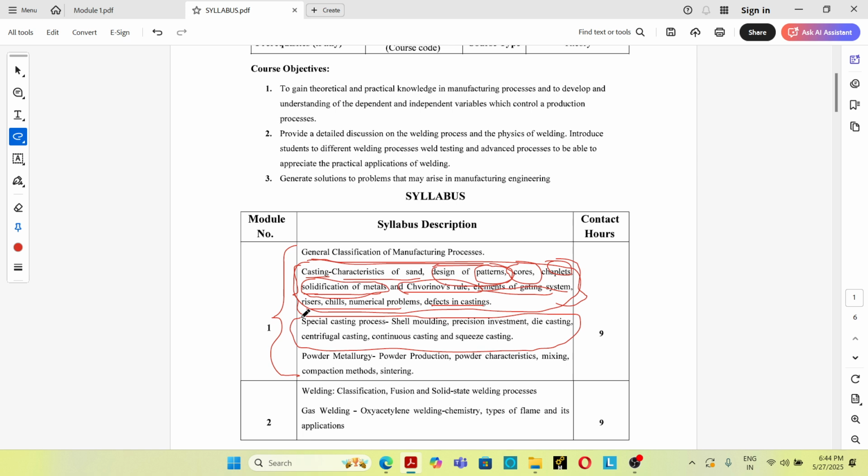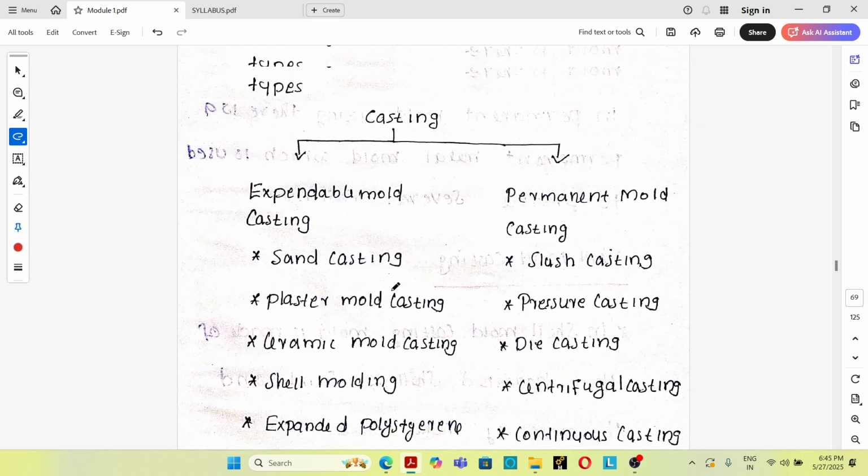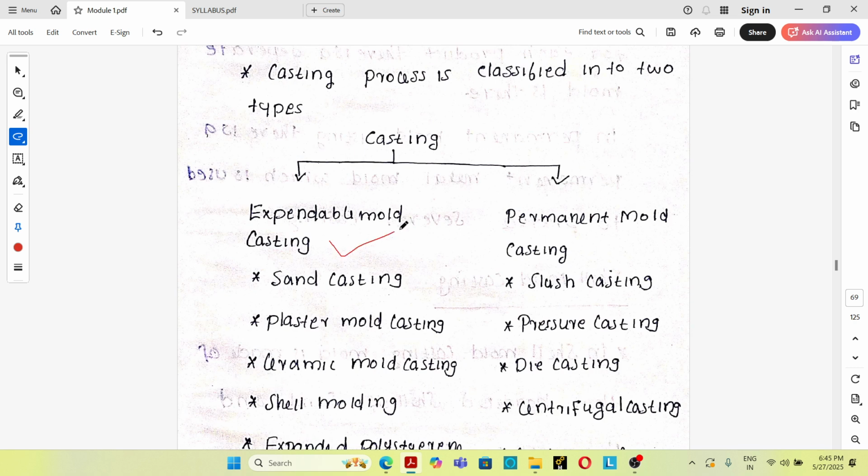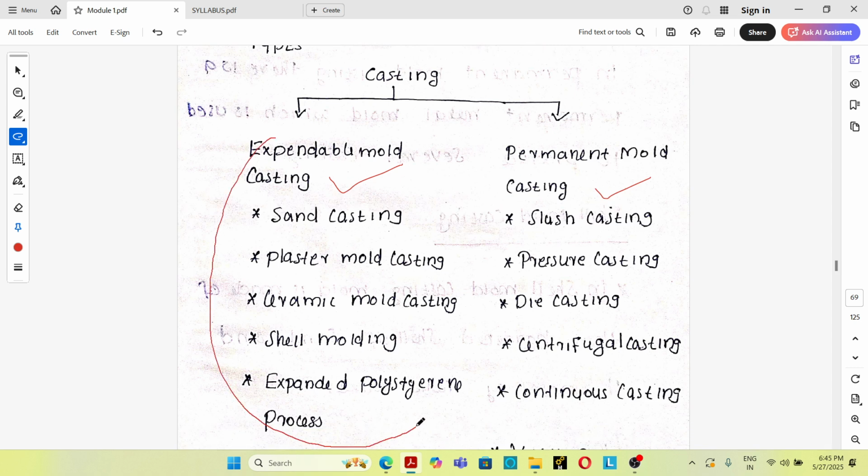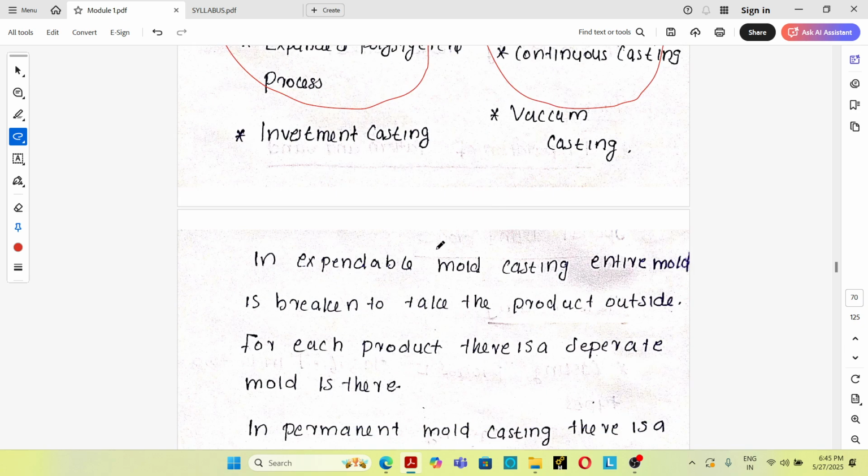Sand casting, we have already discussed what topics we are going to study. Next one, we have special casting process, that is shell mold casting, precision investment casting, die casting, centrifugal casting, continuous casting and slush casting. In every casting process, you have to study the step-by-step process, advantage, disadvantage and application. So the entire casting process is divided into expendable mold casting and permanent mold casting process, and each has a series of classification.